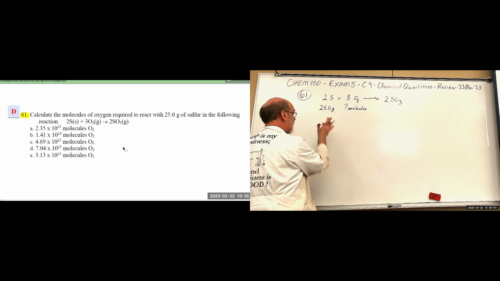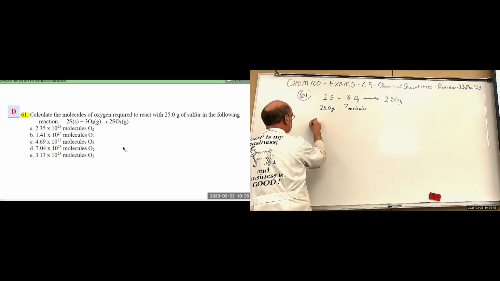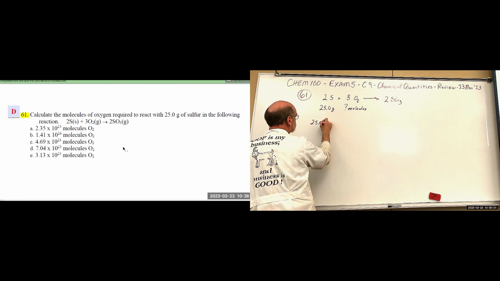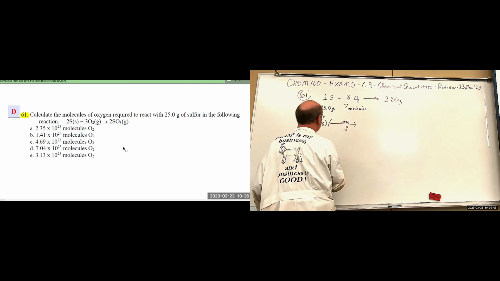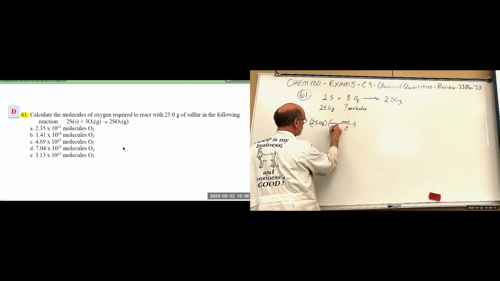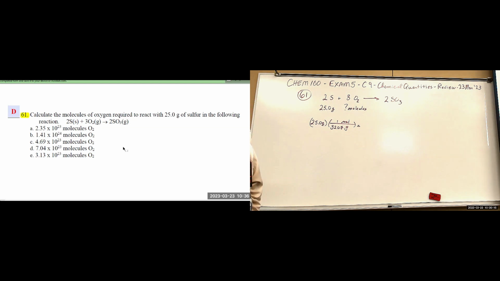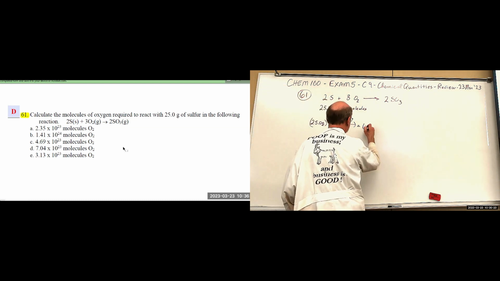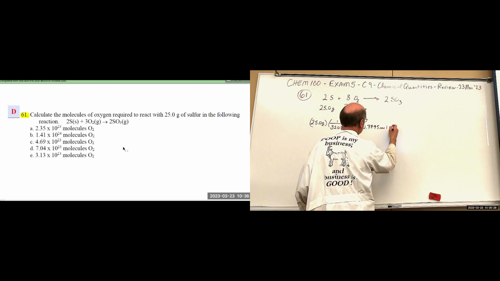So we've got to have this in moles before we can move from here to here. So we need 25 grams of sulfur converted to moles. Sulfur is 32.07. So 25 divided by 32.07 is 0.7795. That's how many moles of sulfur.